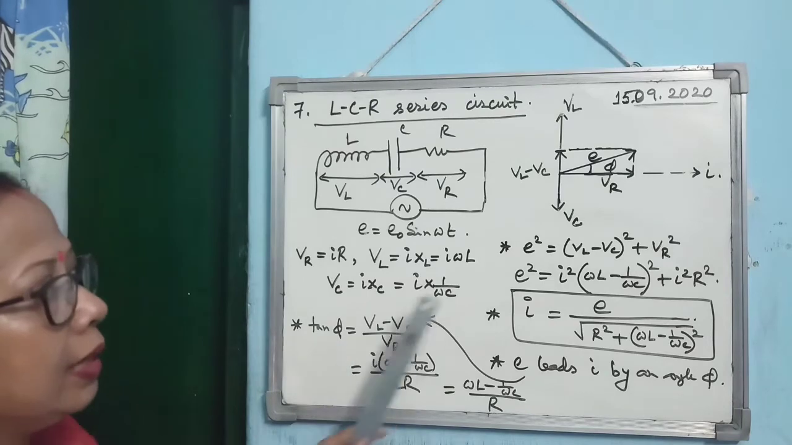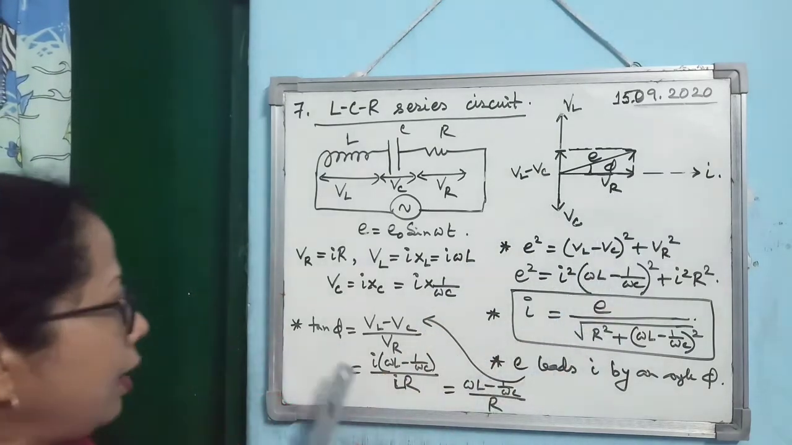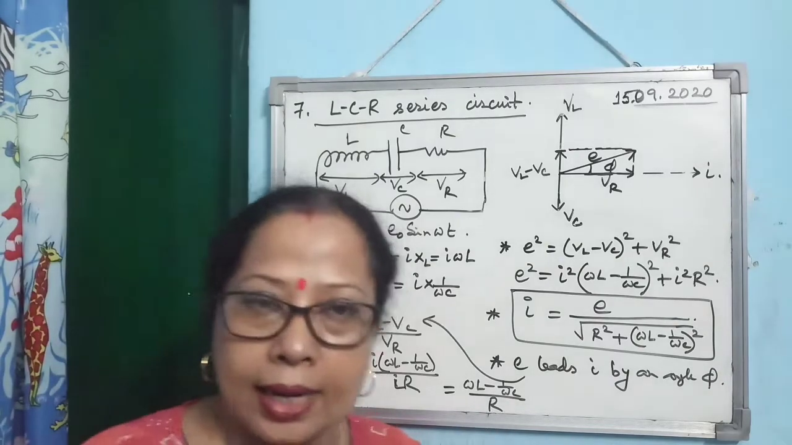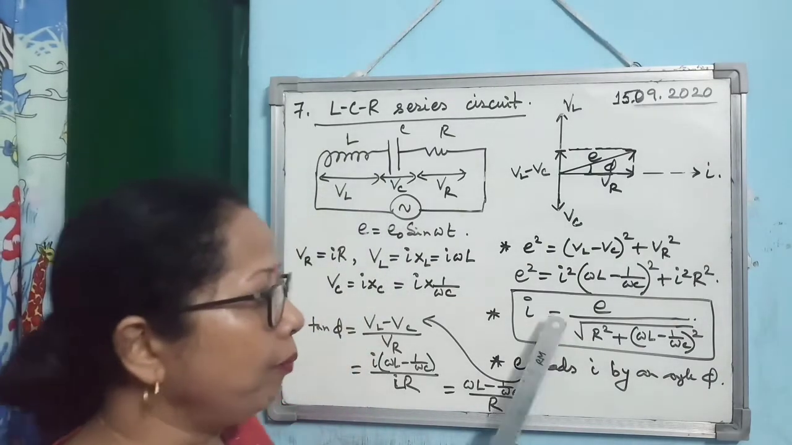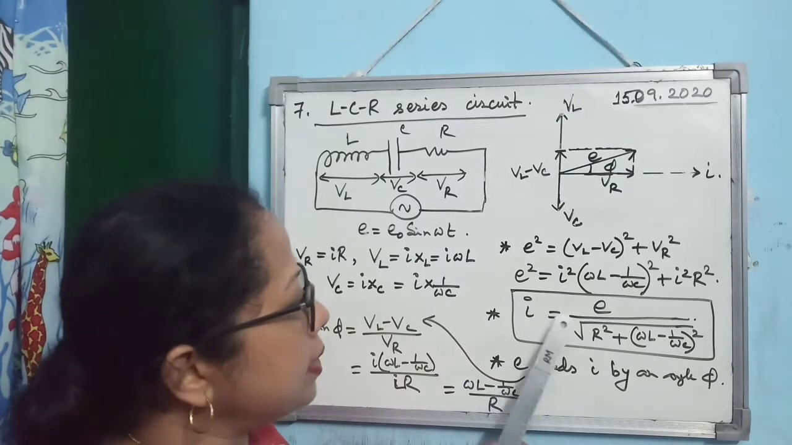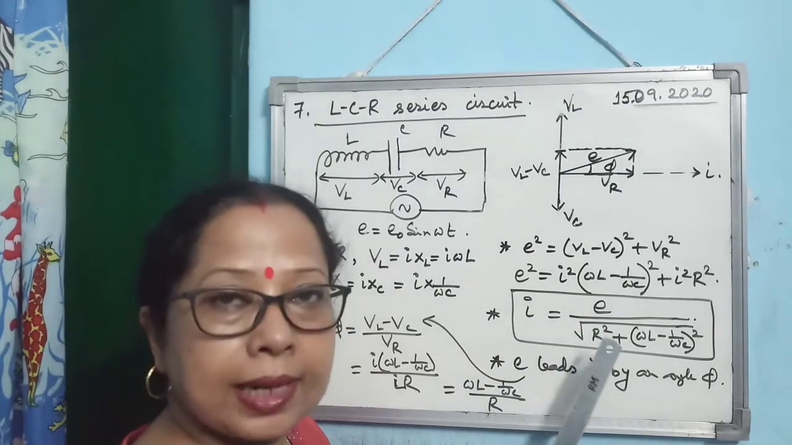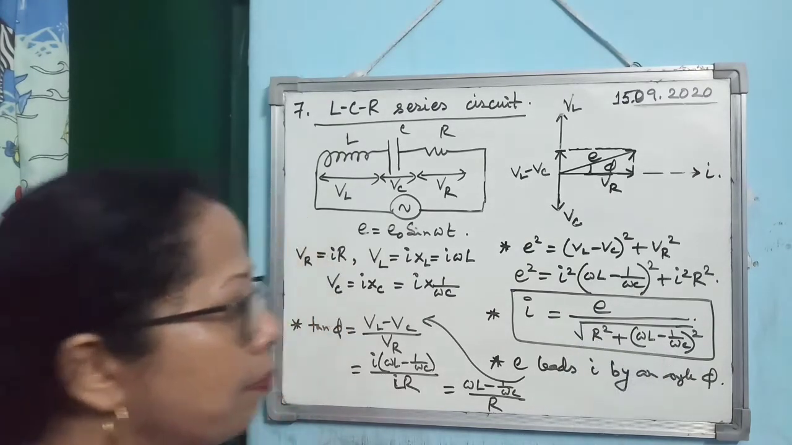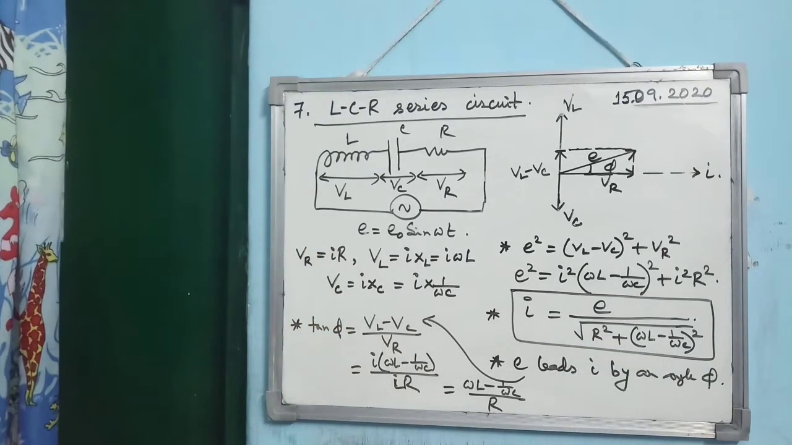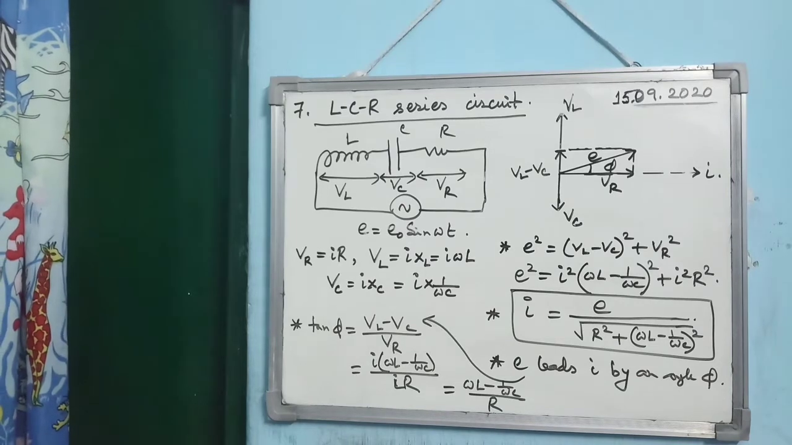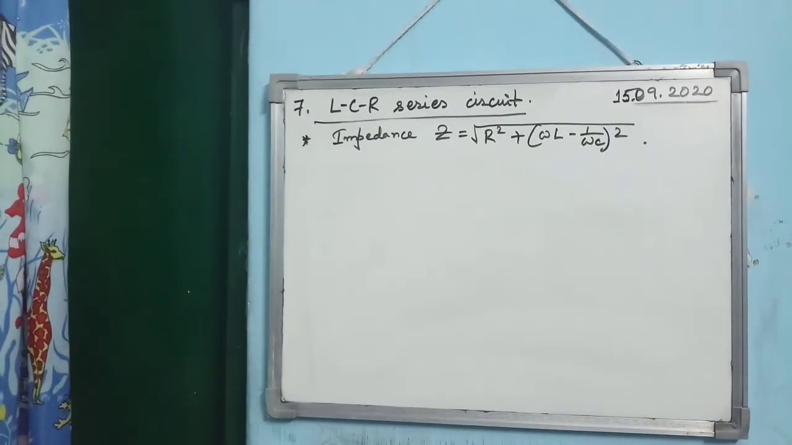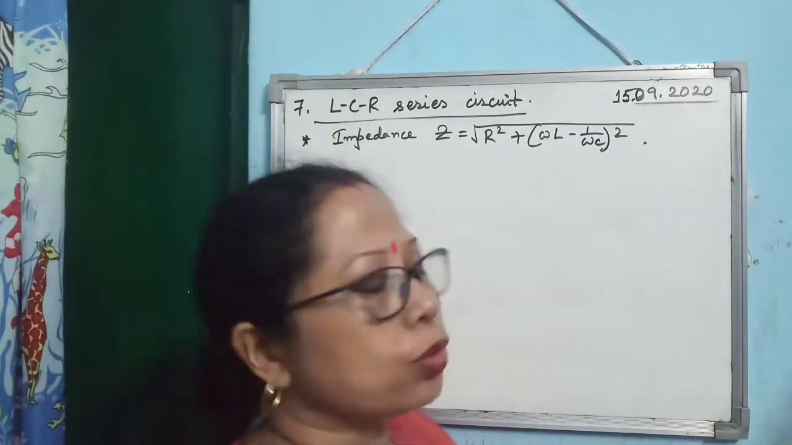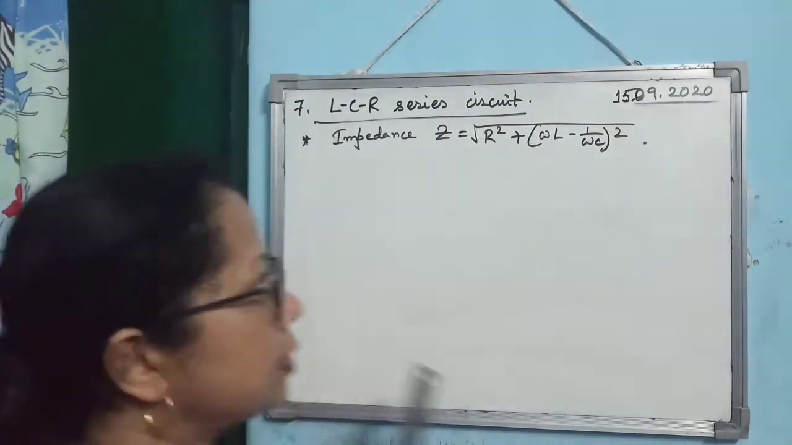And E leads I by an angle phi, where tan phi is (omega L minus 1 upon omega C) by R. Then the next point: I is equal to E by Z. We know Z is the impedance. So Z is how much here? Under root R square plus (omega L minus 1 upon omega C) whole square. So you see, impedance is given by under root R square plus (omega L minus 1 upon omega C) whole square.